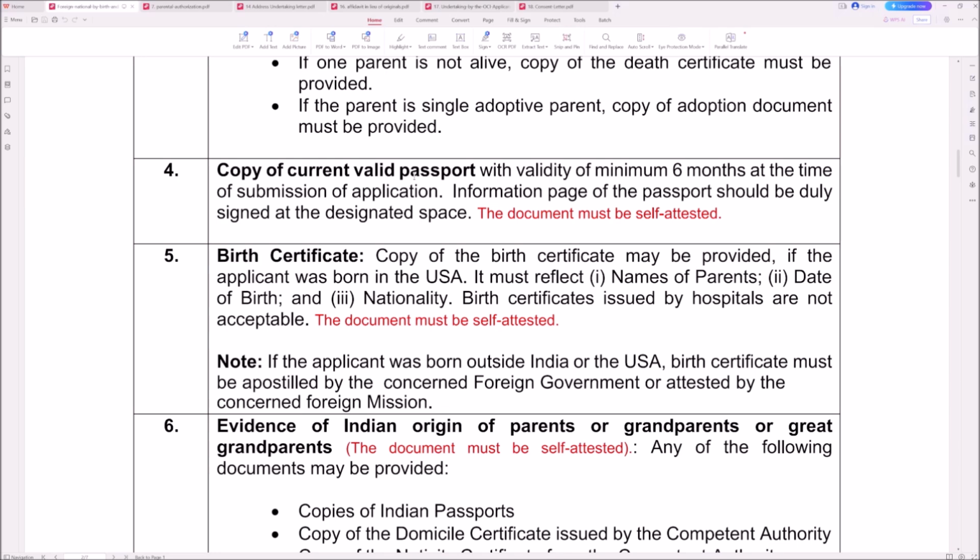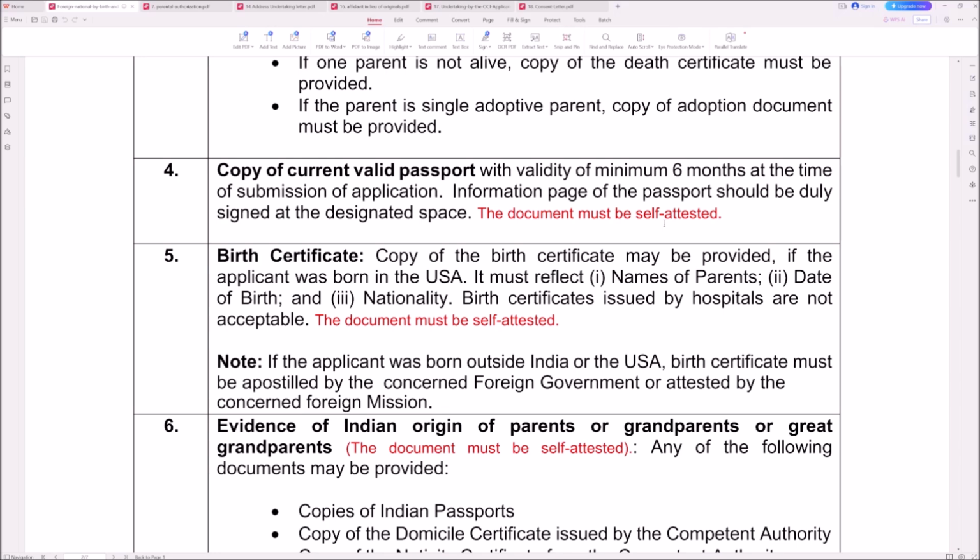If it is blank, it means that there has not been any amendment or endorsement on the passport after it has been issued. Although it is blank, make sure you submit it as part of the application. Now here it is saying the document must be self-attested. Do not take the thumbprint of the child.